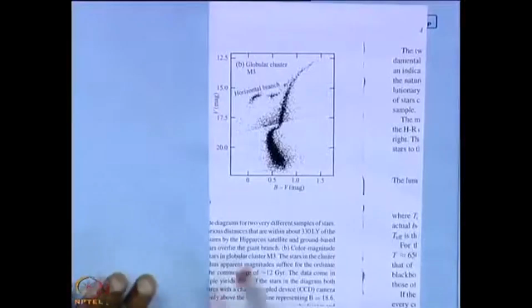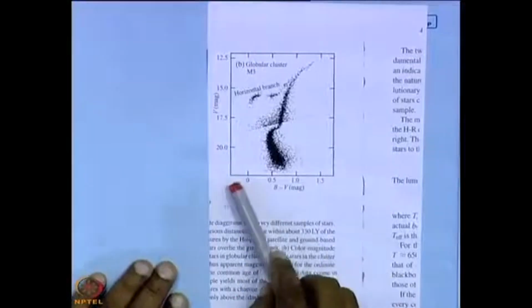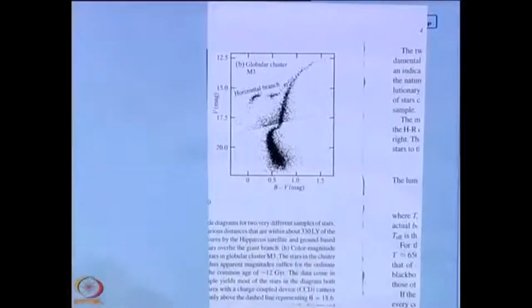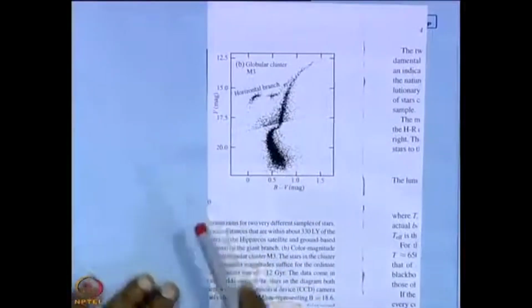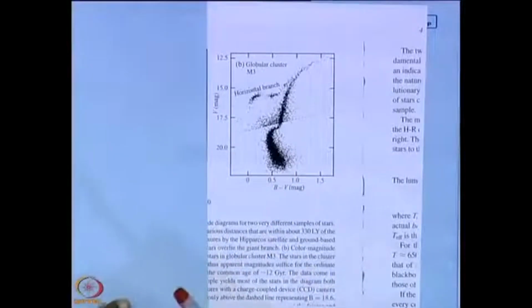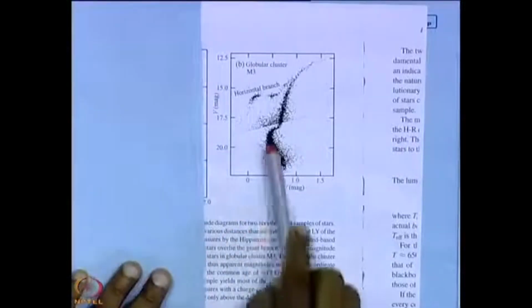A globular cluster is a distinct collection of stars, and here the distances to the individual stars are not known, but it does not matter because they are all at roughly the same distance. So I can interpret the apparent magnitude itself as an indicator of the luminosity. The distance has the same effect on all these stars.